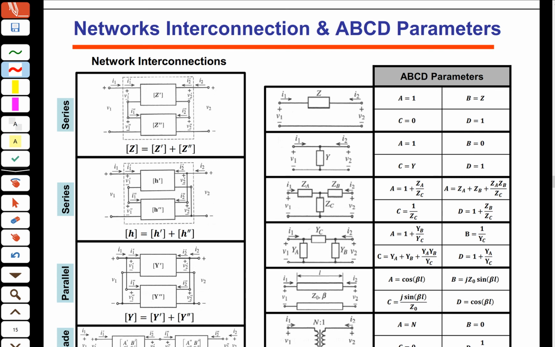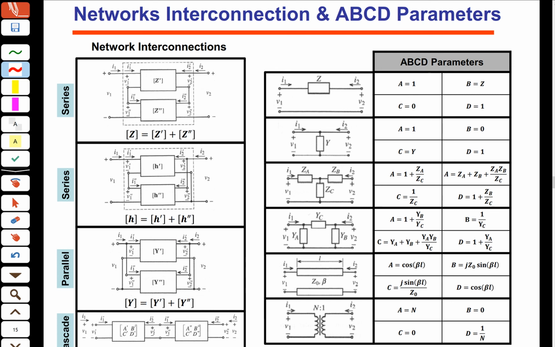So I said that in which situations, which of them is more convenient. For example, if I want to put two networks in parallel, Z parameters are more convenient. So I have the Z parameters for network 1 and Z parameters for network 2, and then the Z parameters of the total is Z1 plus Z2.